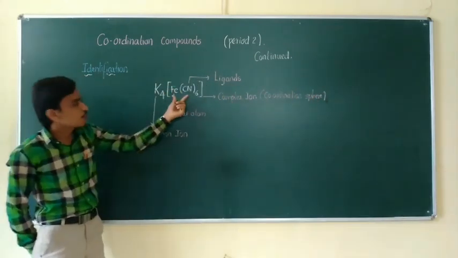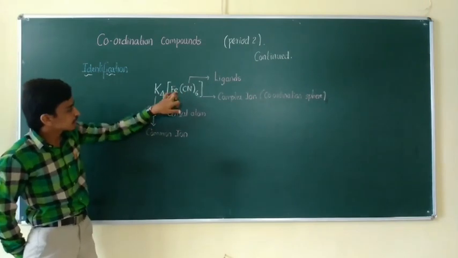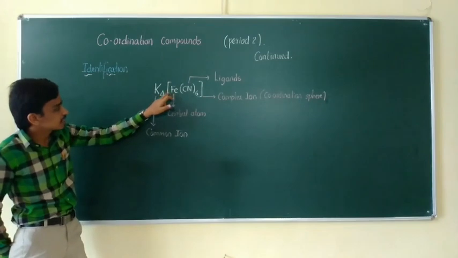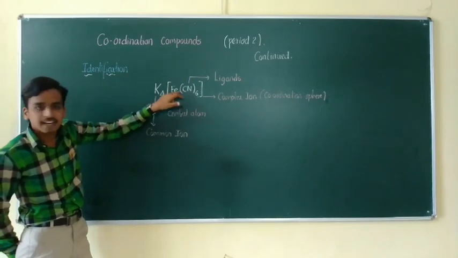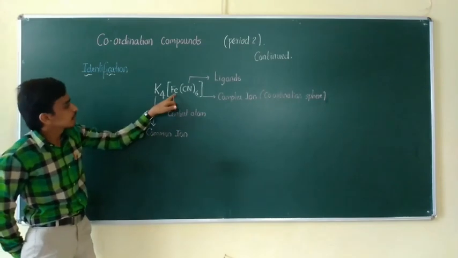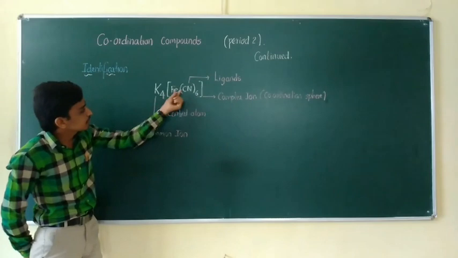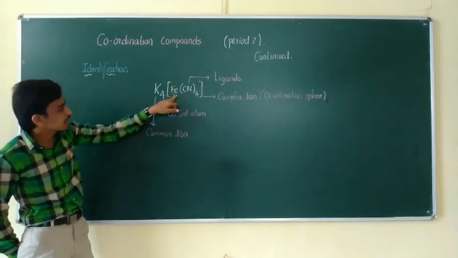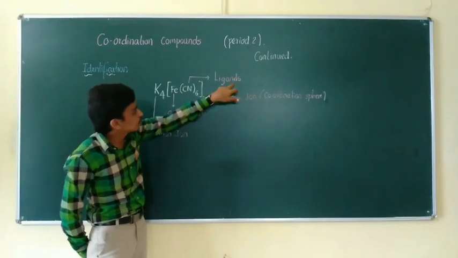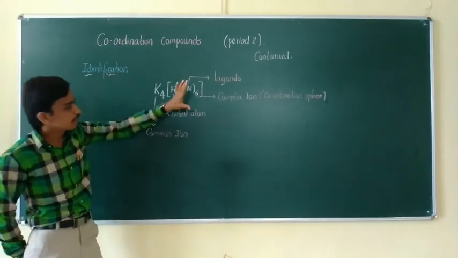Within this coordination sphere, or complex ion, some parts are present. That is the central atom. This is one of the central atoms, and the central atom, as usual, is made up of the d block metals. Here iron is one of the d block metals, and whatever remains after this central metal atom is considered as ligands. What is meant by ligands we will study further.